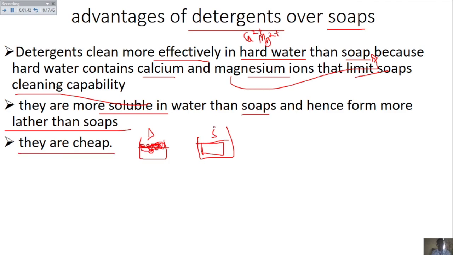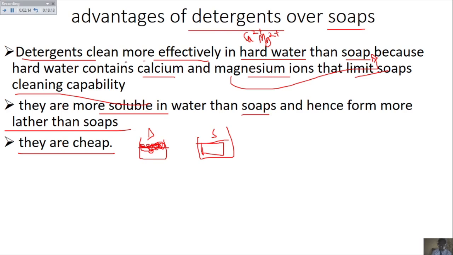And they are very cheap when you compare them to soap, because detergent is made from the waste product of crude oil. The waste product gotten from crude oil is what we use in making detergents. Therefore, they are very cheap in the market when compared to soap.